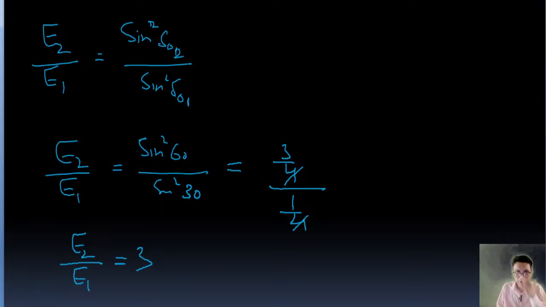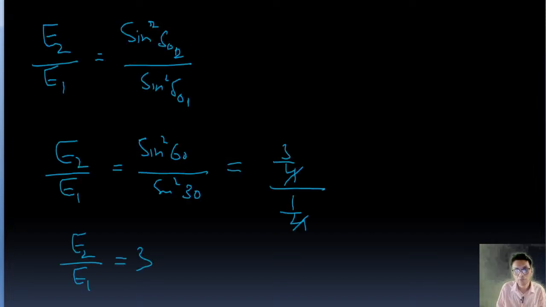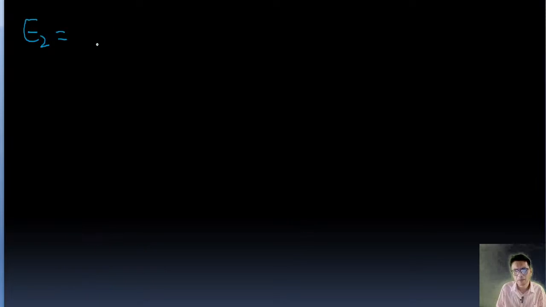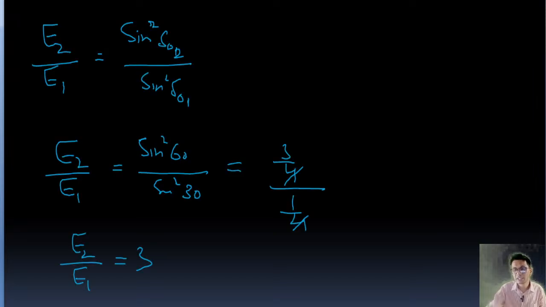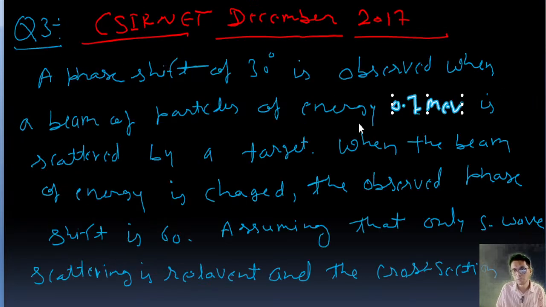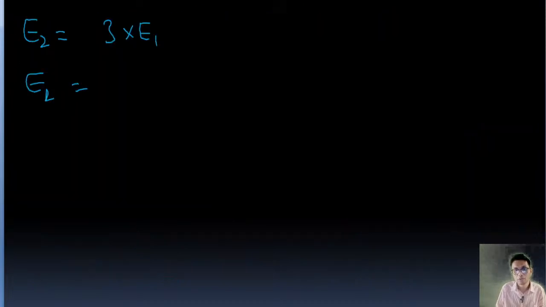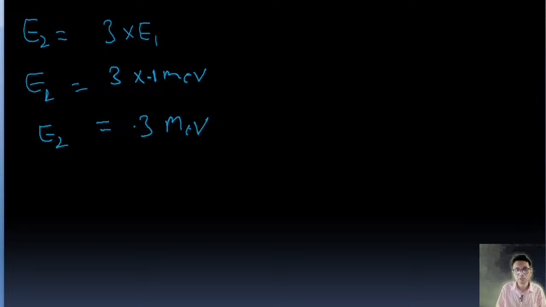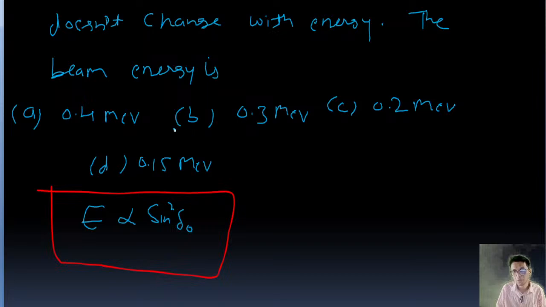So the value of E2 is going to be 3 into E1. And the E1 value is already given, that is 0.1 mega electron volt, right? So we can write 3 into 0.1 mega electron volt. So this is going to be 0.3 mega electron volt, E2. So which option is matching, guys? Option B. So this formula you need to note down.